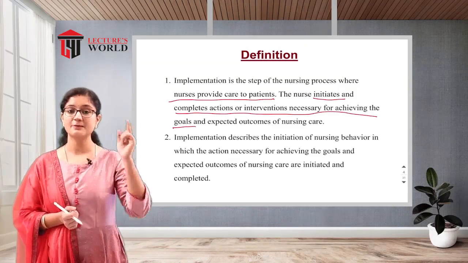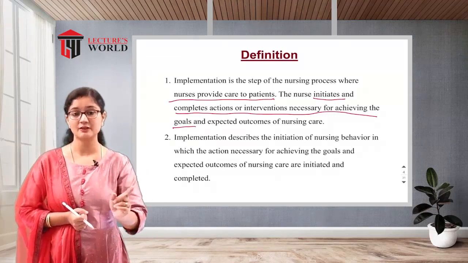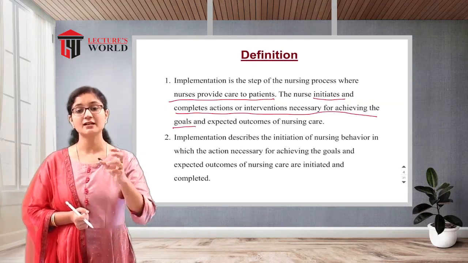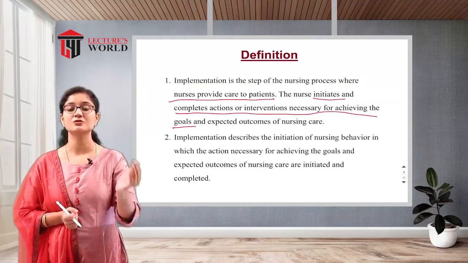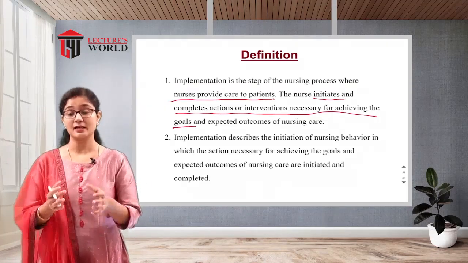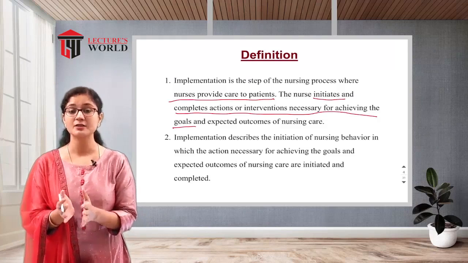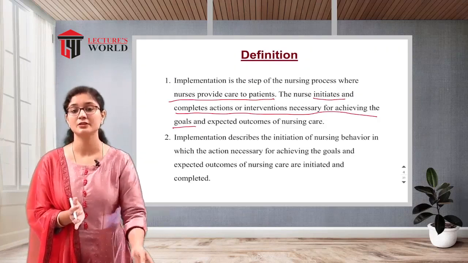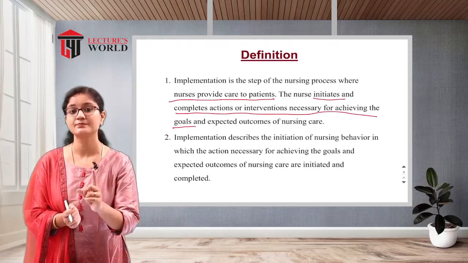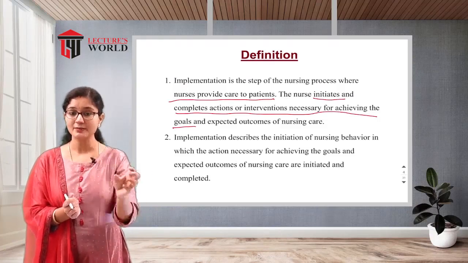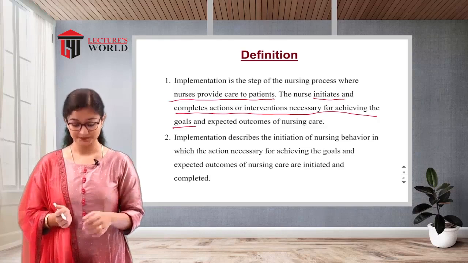So whatever goal I have planned, whatever expected outcome I have planned, in order to achieve that, I will try to implement the intervention, and it is always related to my goals. When I am doing it, why am I doing it? Because I have this goal. I want to reduce the fever. I want to bring down the fever, in the desired outcome I have written within 1 hour. Are you understanding? So on that basis, I am giving the intervention.